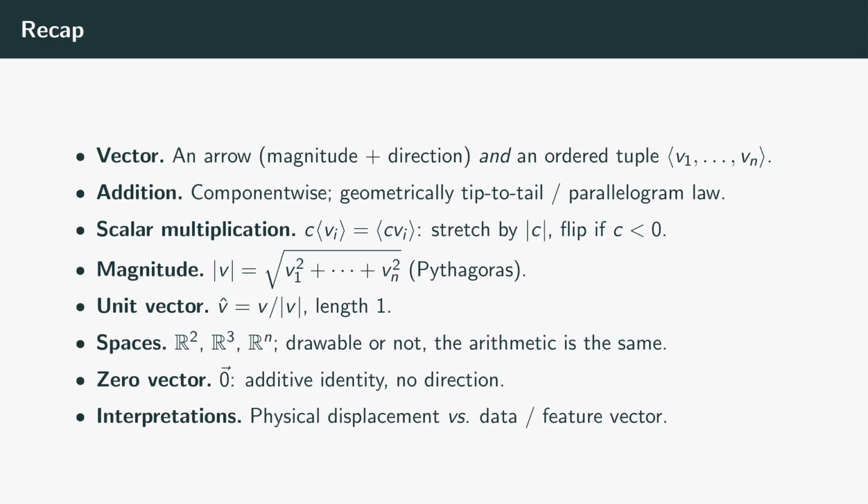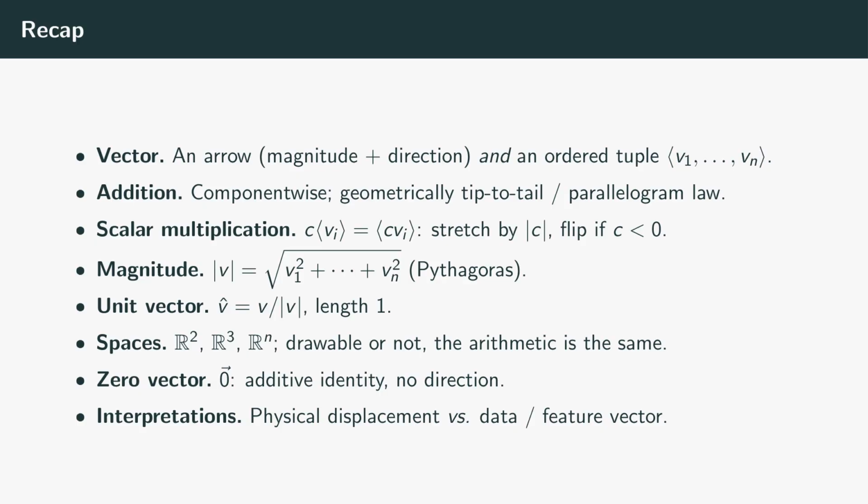Let's recap. A vector is 2 things at once: an arrow with a magnitude and a direction, and an ordered list of numbers called its components. You add vectors component-wise, which geometrically is the tip-to-tail rule, or equivalently the diagonal of a parallelogram. You scale a vector by multiplying every component by a number, stretching the arrow and flipping it when the number is negative. The magnitude, the length, is the square root of the sum of the squared components, which is just Pythagoras. Divide a vector by its own length and you get a unit vector, pure direction with length 1.